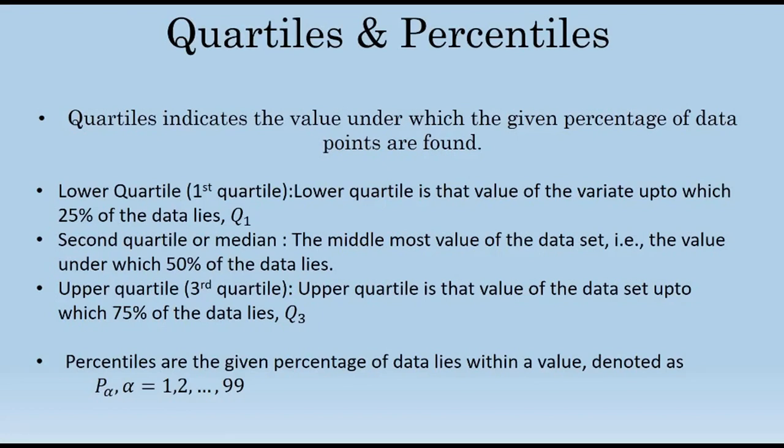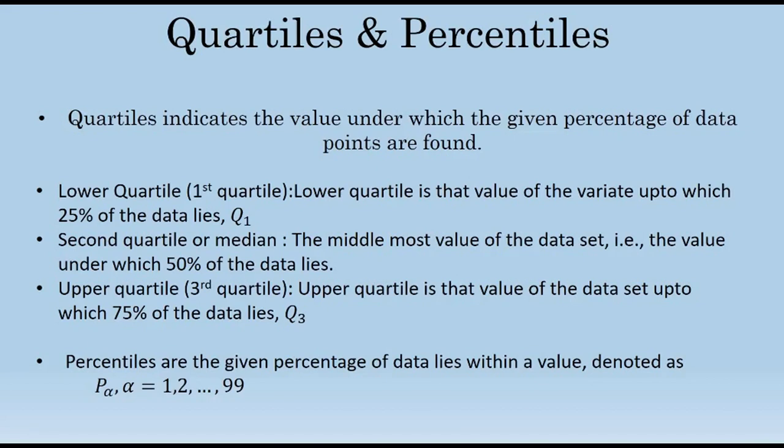Second quartile, or median, the middlemost value of the dataset, that is 50% of the data lies under this value. Third quartile, or the upper quartile, is that value of the dataset up to which 75% of the data lies and is denoted as Q3. And the fourth quartile we didn't consider here because the fourth quartile is the last value of the dataset. If we arrange the dataset in ascending order, the last value of the dataset is the ultimate quartile or the fourth quartile.